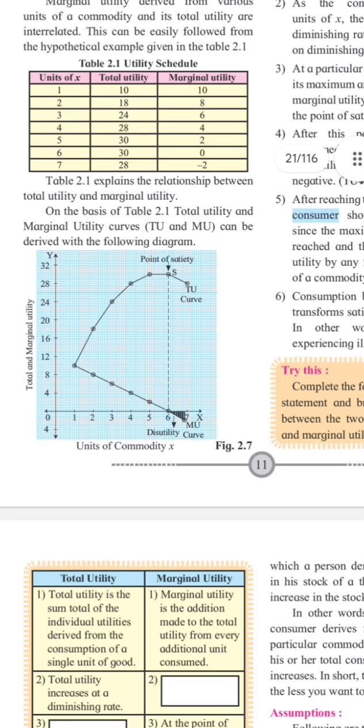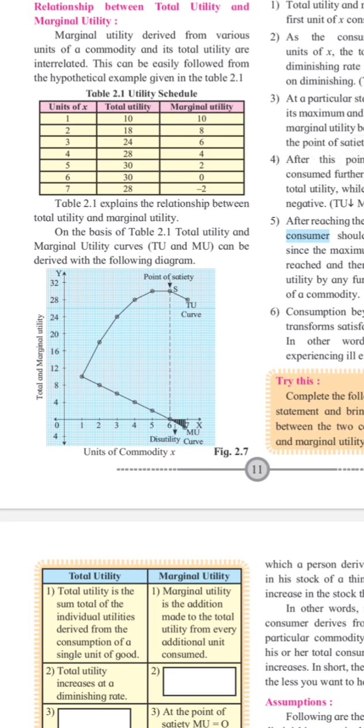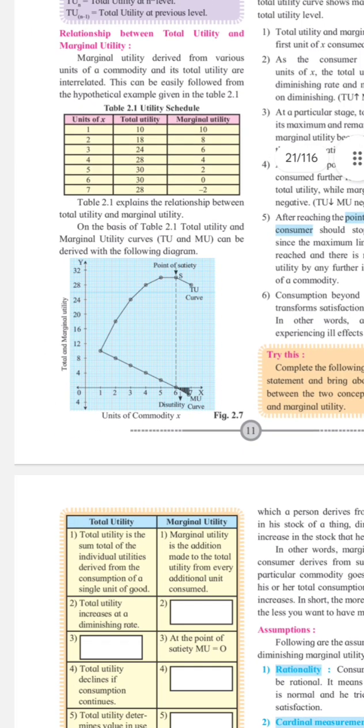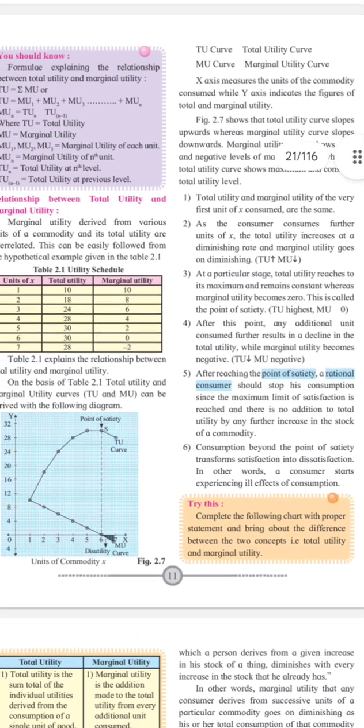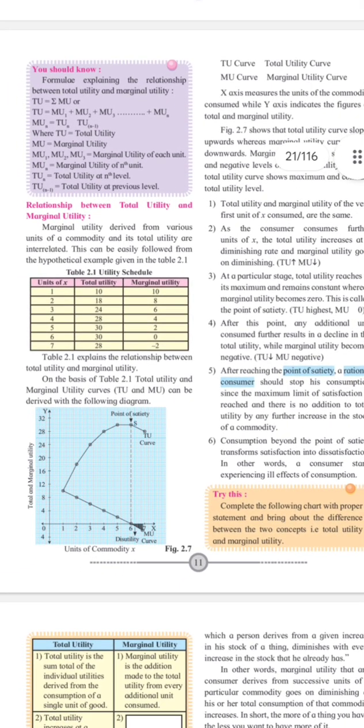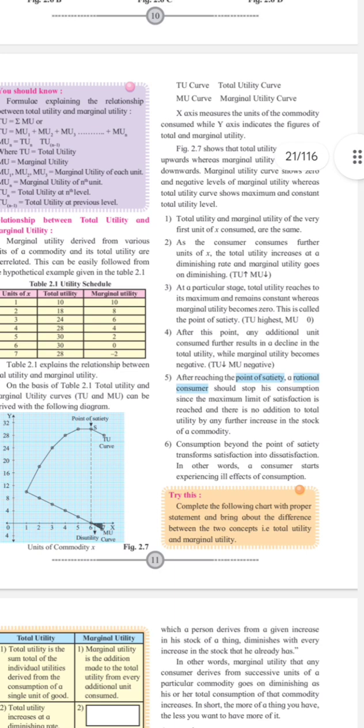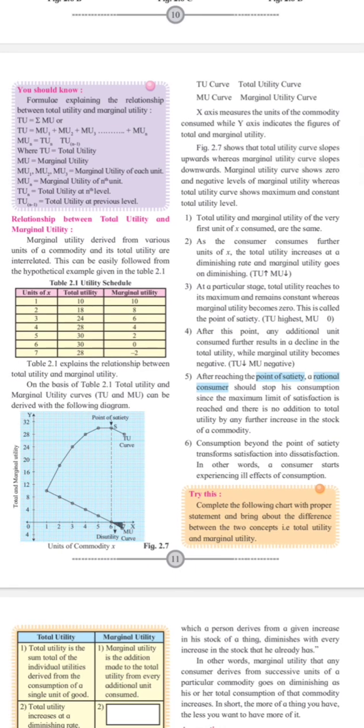So a rational consumer stops here. A rational consumer stops consuming at the point of satiety because maximum satisfaction has been achieved, and excess consumption causes dissatisfaction. So consumption beyond the point of satiety converts satisfaction into dissatisfaction and creates disutility. So this is the relationship between total utility and marginal utility. There is a question on this also: explain the relationship between marginal utility and total utility. So you can use this diagram and the explanation given here.